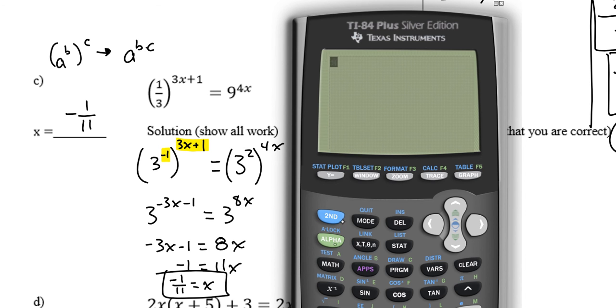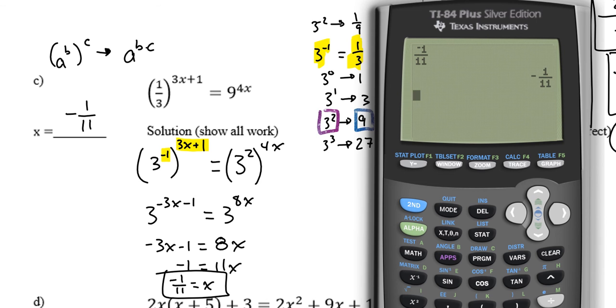I'm just going to hit alpha and F1 to grab the fraction template. And when I'm looking at this, I'm just going to place a -1 in the numerator, and 11 in my denominator. So I've got here the fraction -1/11, and I'm just going to verify that that produces the same thing on both sides. So let's start with the left-hand side. I'm going to need another fraction template, so let me grab it.